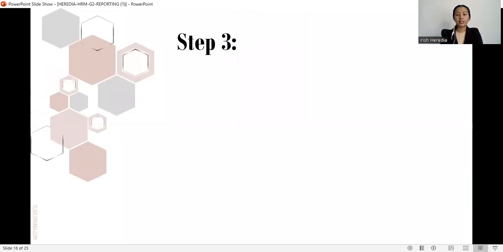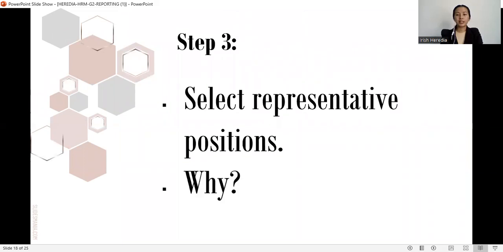Now, next we have here step 3, select representative positions. Why? Because there may be too many similar jobs to analyze. So for example, it is usually unnecessary to analyze the job of 200 assembly workers when a sample of 10 jobs will do. Or for example, you are a principal, and you also need an assistant principal 1 or 2, and each will have a secretary, assistant secretary, and that will differ in compensation. So that is step 3.